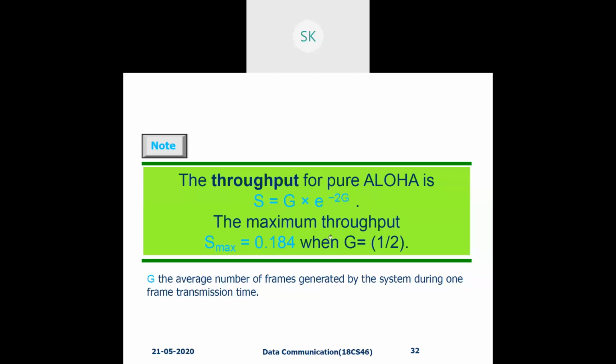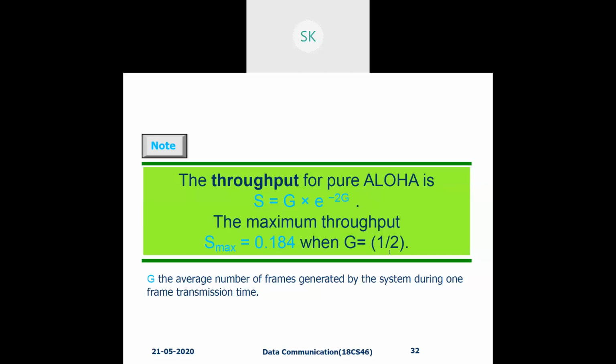So with respect to your maximum throughput, with respect to pure Aloha, if you want to achieve it, then G should be 1 divided by 2. That means the maximum number of packets, or whatever the percentage, it will be measured in terms of percentages. So whatever the S max is, if you substitute G equal to 1 by 2 over here, then S max will be 0.184.